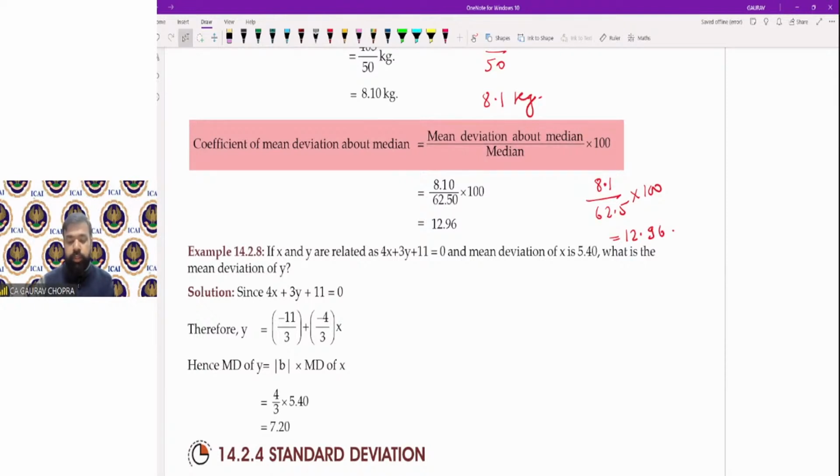So all this is completed. Now again the same pattern based on the equation. The pattern you followed in range and in quartile deviation, the same again we have to follow in the mean deviation.